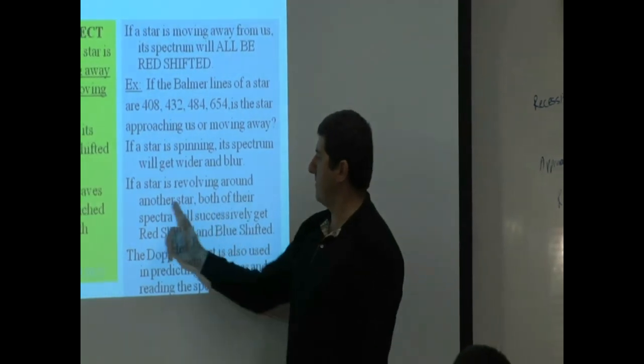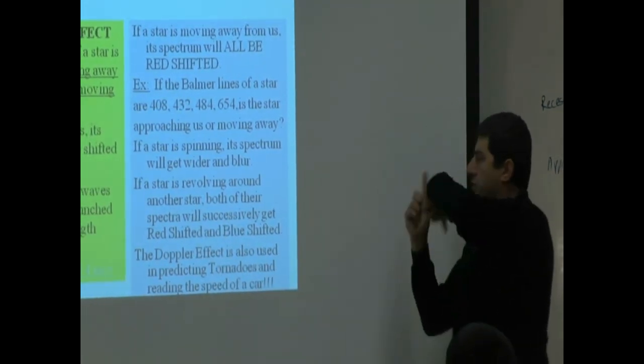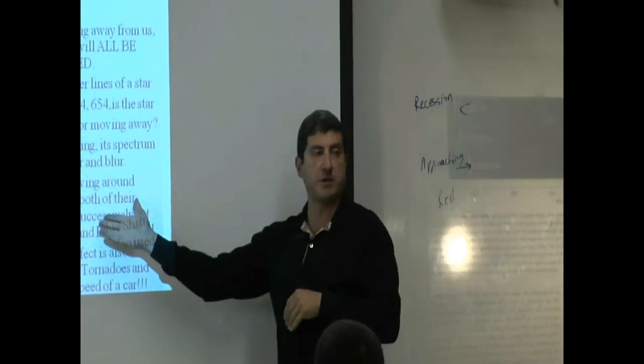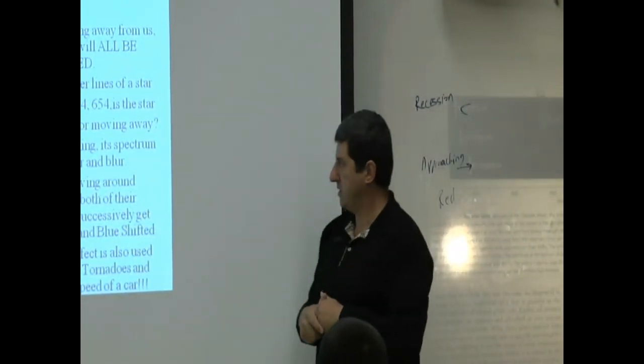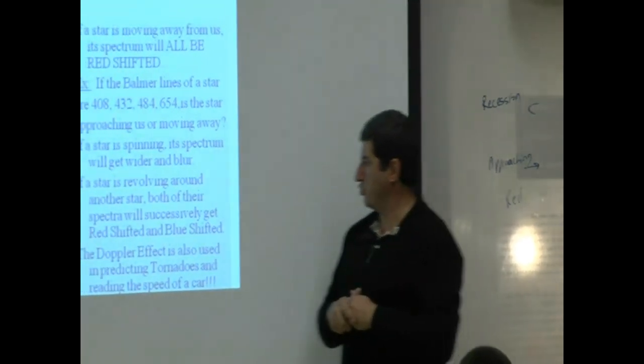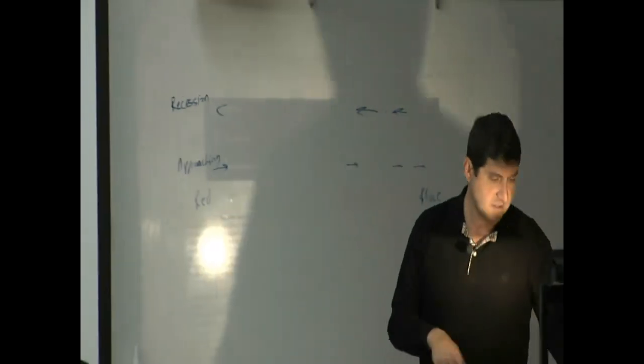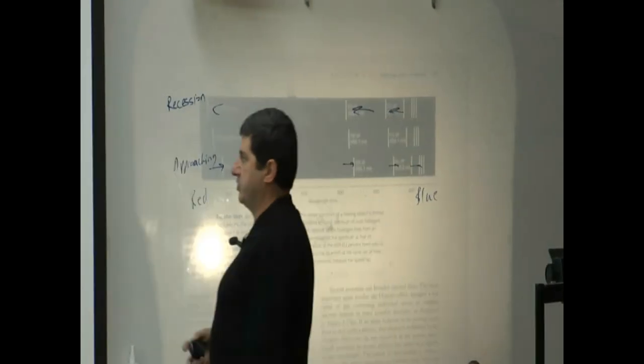If a star is revolving around another star, both of their spectra will successively get redshifted and blue-shifted. This is called a binary star system. The Doppler effect is also used in predicting tornadoes and reading, as I said, the speed of a car. So this is a very important principle as you know this.